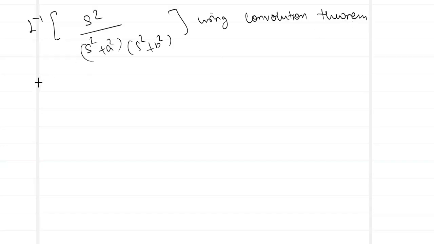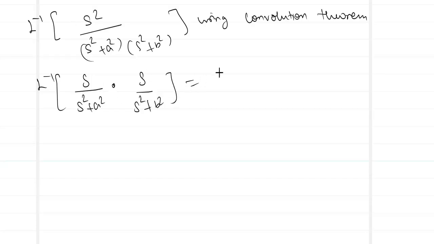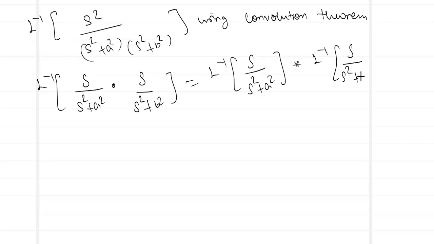Now let me split this quantity as Laplace inverse of s by s square plus a square product s by s square plus b square. Because I have 2s, I can split it equally for both of them. Then by convolution, this product becomes a convolution. So this gives me the whole thing as the convolution of Laplace inverse of s by s square plus b square.